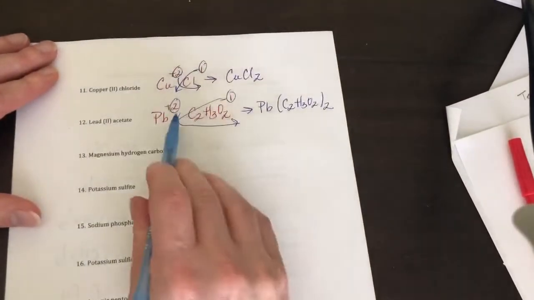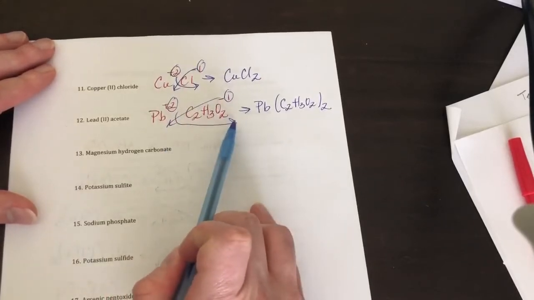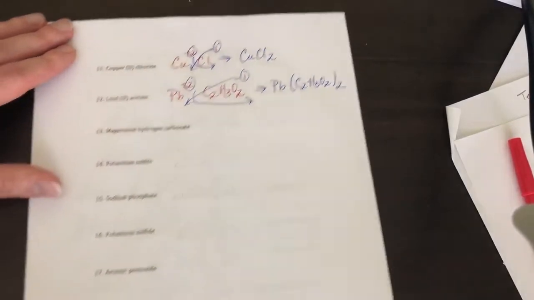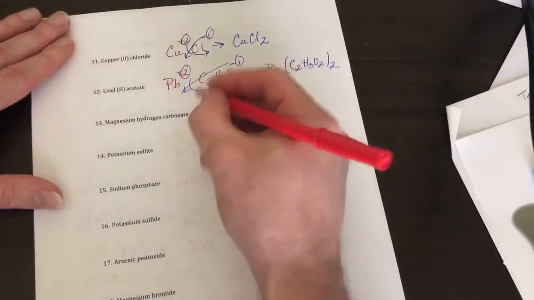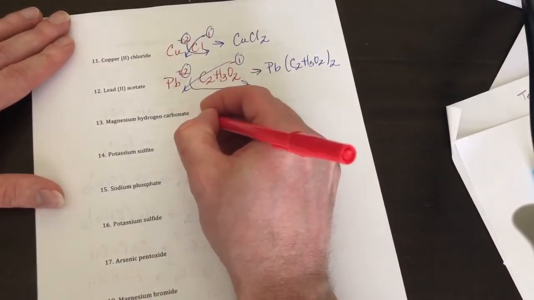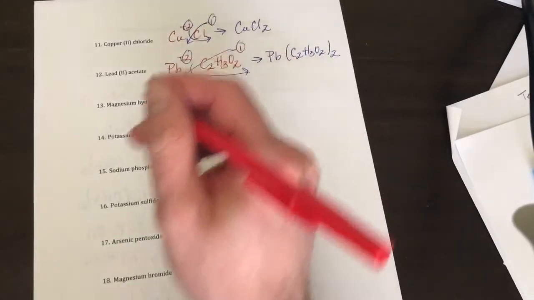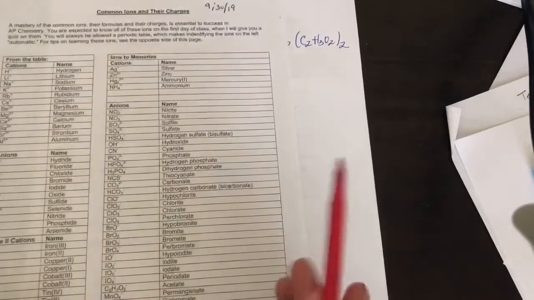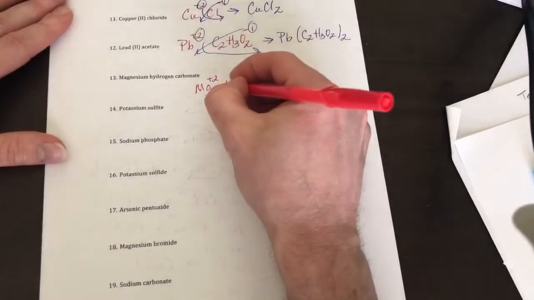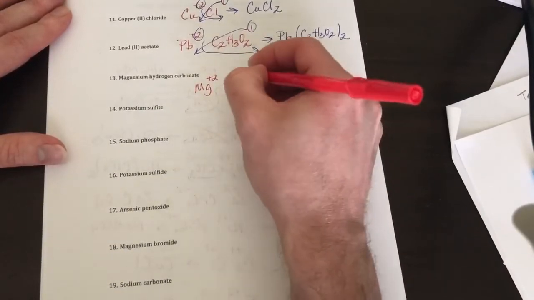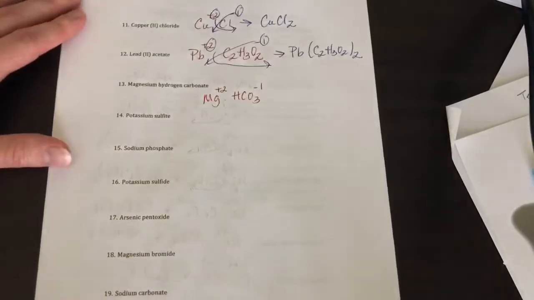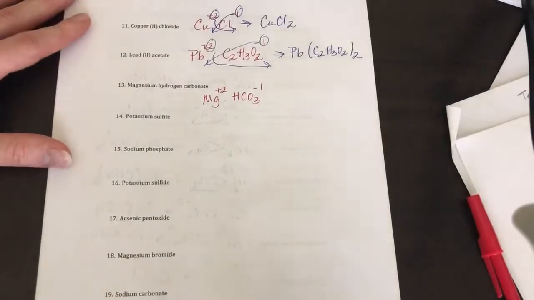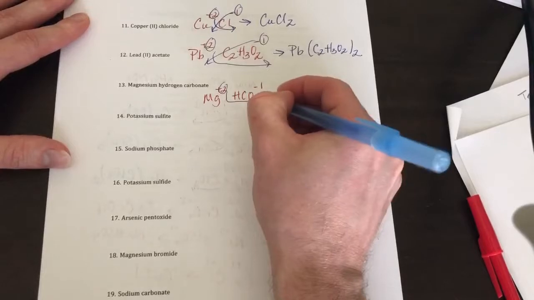Okay, so we bring the 2 down here. We have to keep the polyatomic ion together. Magnesium hydrogen carbonate. The charge of magnesium is Mg with a +2 charge. We get that from our periodic table because it's in group 2. Hydrogen carbonate, or bicarbonate, is HCO3, and it has a -1 charge. They're not equal and opposite, so we have to crisscross.